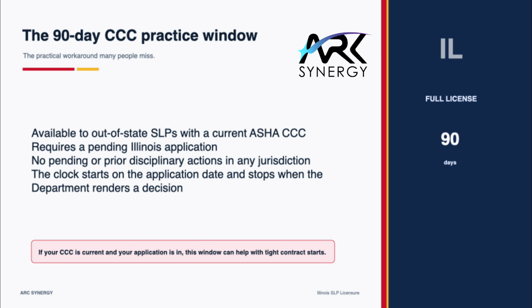So, like I was saying, Illinois has not joined the ASLP IC. So every out-of-state SLP who wants to practice here independently needs an Illinois license, no exception for compact states. That said, as I said, they do offer a 90-day temporary practice window. Specifically, if you hold a CCC, you can practice during that window as long as there are no pending or prior disciplinary actions in any other jurisdiction, any other state. So that 90-day time starts on the application date and stops when the department renders a decision, whichever comes first.